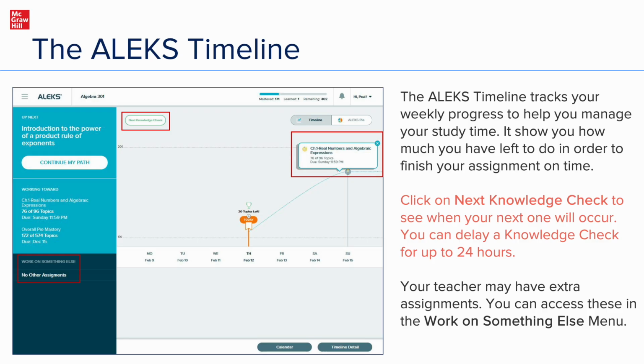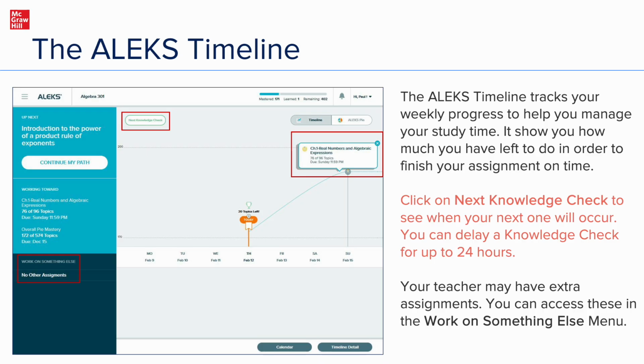Now, you also have your ALEKS timeline. The ALEKS timeline actually tracks your weekly progress to help you manage your study time. It also shows you how much you have left to do in order to finish your assignment on time. In some cases, you can click on the next knowledge check to see when your next knowledge check would appear. You can only delay your next knowledge check for 24 hours.